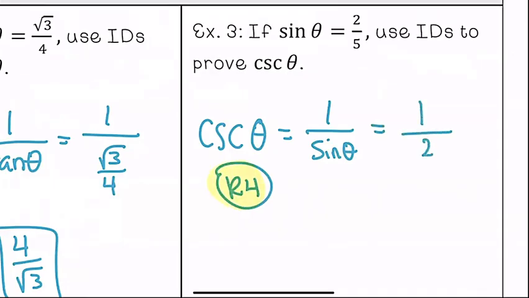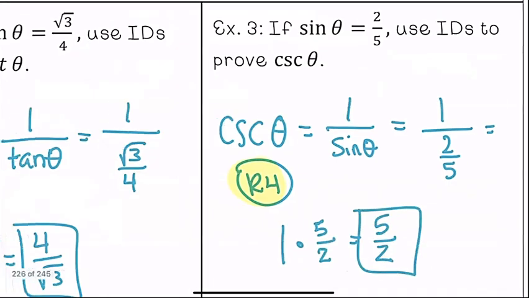One over sine is 2/5. And I'm dividing by a fraction, so I keep the top, change to multiply, flip the bottom. 1 times anything is itself. And we just flipped it over.